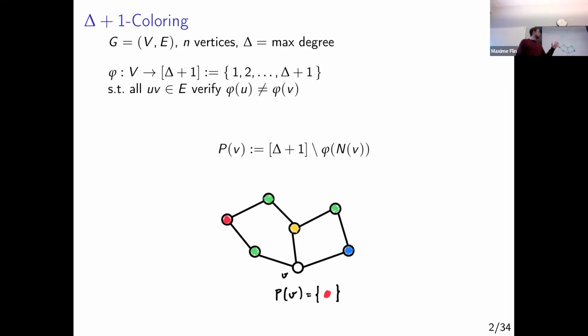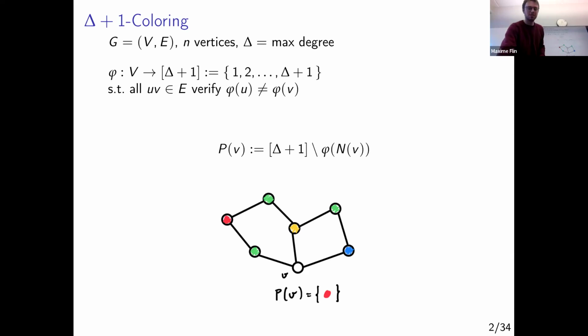Because it means that if you take any partial coloring, you can look at a vertex, and it always has one color that's not already used by its neighbors. So it means that for any partial coloring, you can always extend it to a total coloring, and you have a very simple linear time algorithm to do this. So it's a very easy problem.